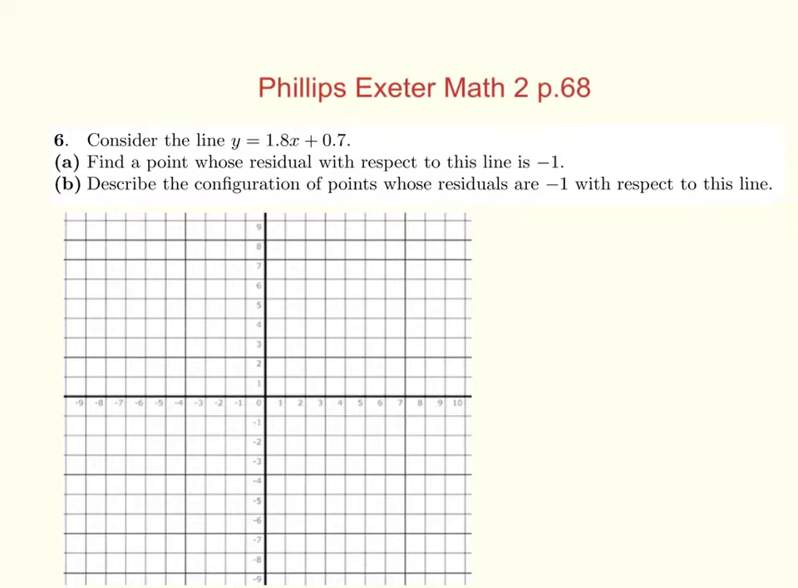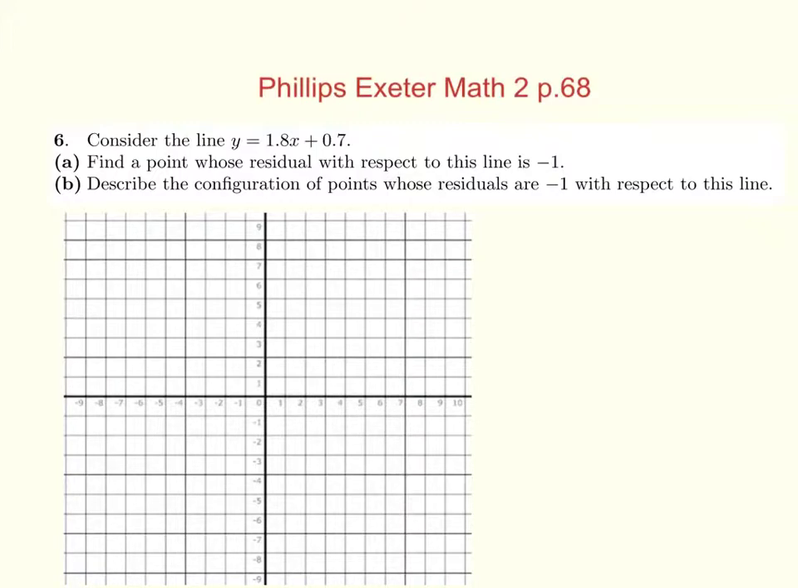Okay, this is a residual problem. I'm not sure if I'm going to really do A and B. We're definitely going to do A, and we'll see where B takes us here. So it says consider the line y equals 1.8x plus 0.7. You know what? We could graph this by hand, but let's go ahead and use GeoGebra.